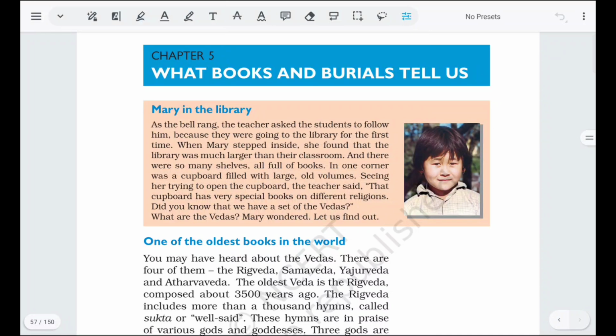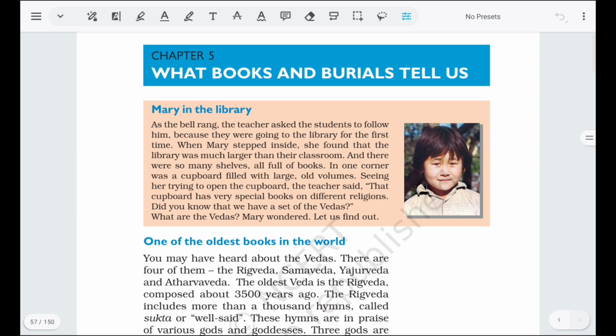Today in this lecture we are going to cover class 6 NCERT History chapter 5, and this chapter is What Books and Burials Tell Us. So in this chapter we have to deal with the books and burials we have found from ancient times, in the Mesolithic period or in the Neolithic period, and what they tell us, and what we get to know from them about the society, culture and the way of living of the ancient people. So in this, the story begins with Mary in the library.